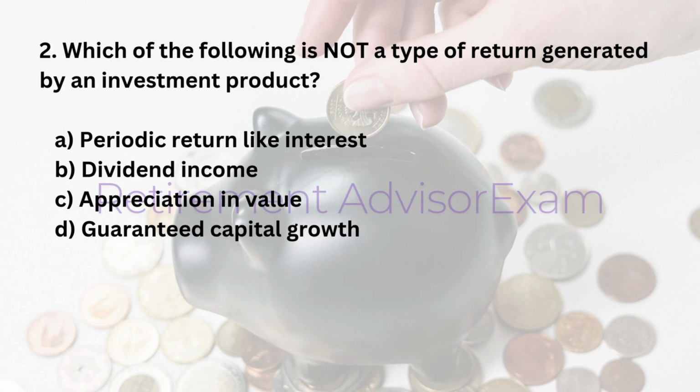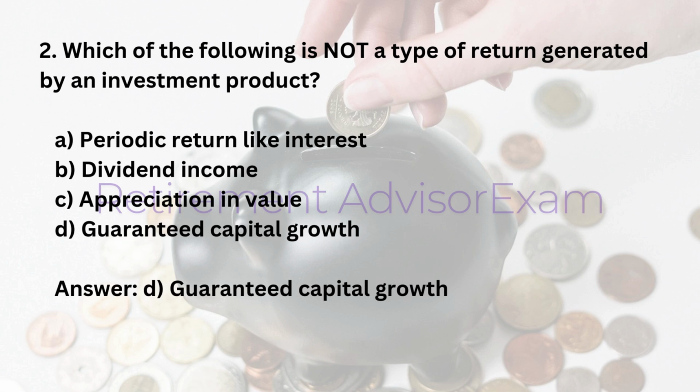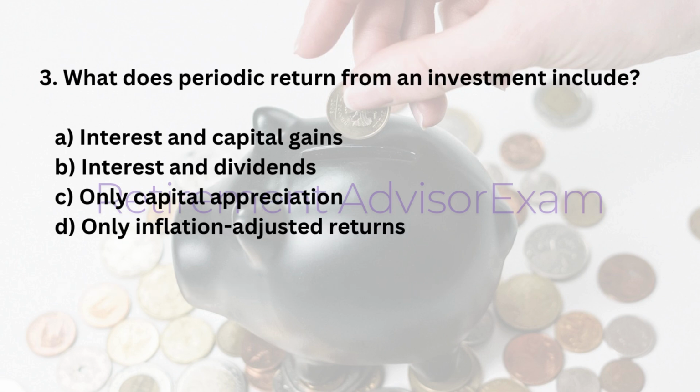2. Which of the following is not a type of return generated by an investment product? A. Periodic return like interest. B. Dividend income. C. Appreciation in value. D. Guaranteed capital growth. Answer: D. Guaranteed capital growth.